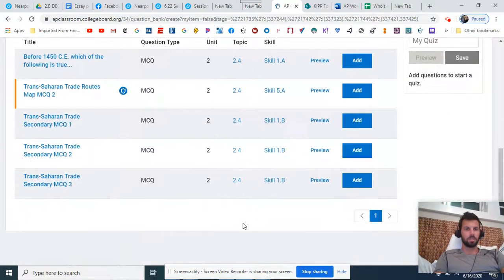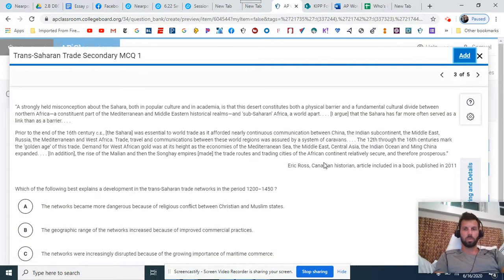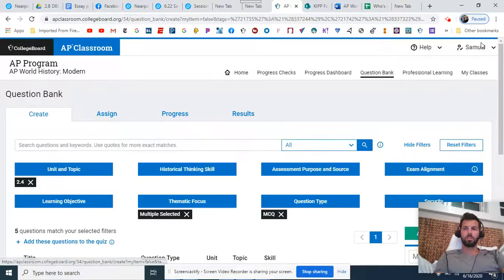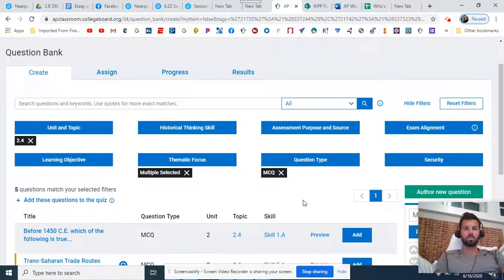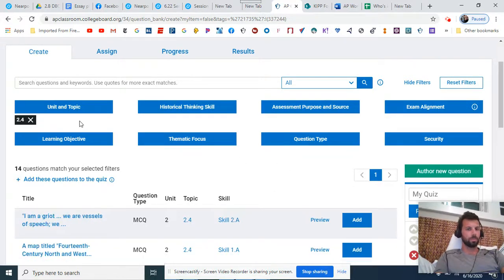I can just scroll down and see that there are these 5 multiple choice questions. And if I look closer, I see that these are based on a secondary source, which is cool, right? So we have a historian here commenting on African trade and multiple choice questions. So if I wanted to, I could add these to an assessment for my students, or a progress check, or I could just copy and paste it to a Word document to have more ammunition to teach my kids. Okay, let's do another one.